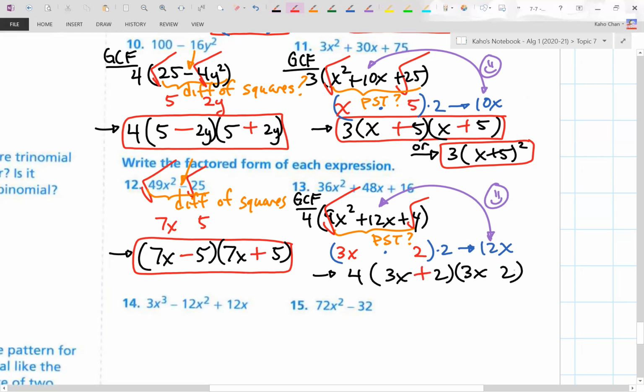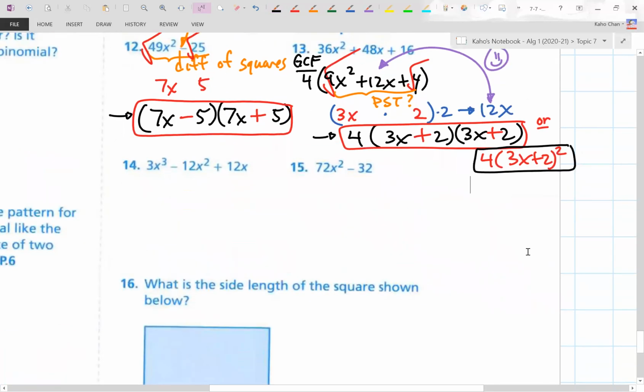In this case, it's positive, positive. There's your answer right there. And there's your alternative. Either one of them is correct. Woo. Any questions on 12 and 13? Yeah, I'm just going to keep going.